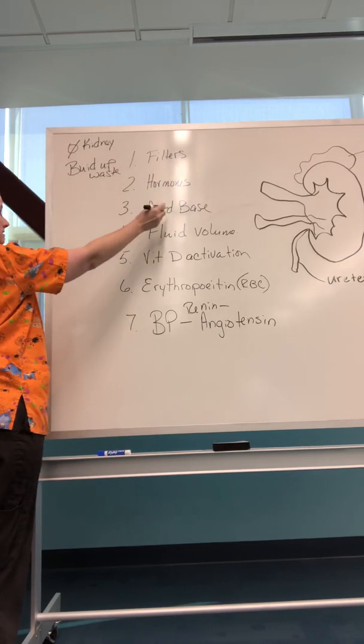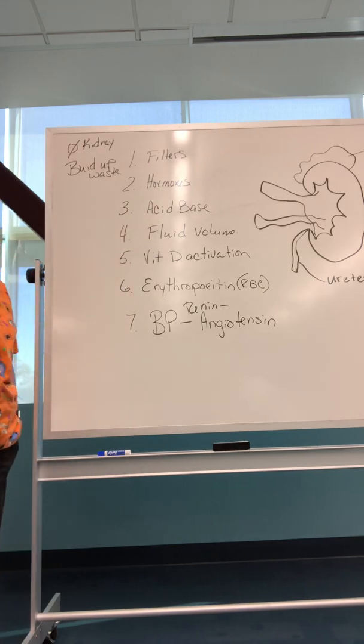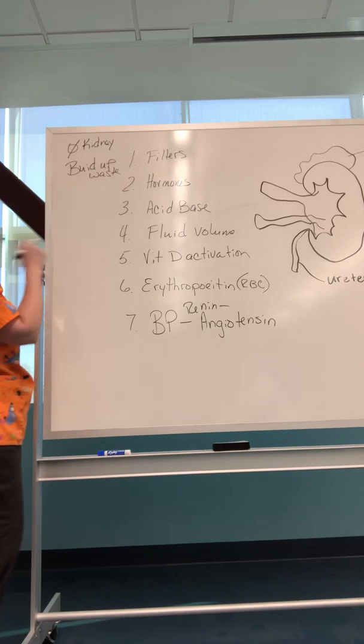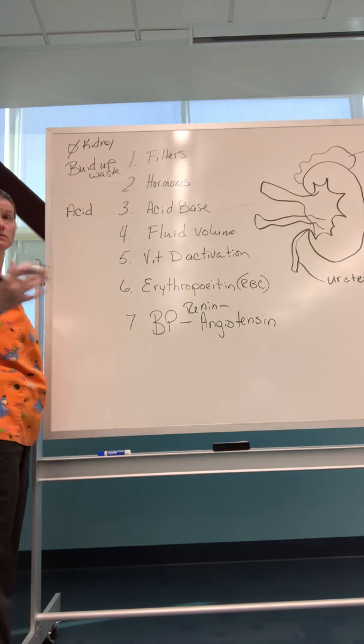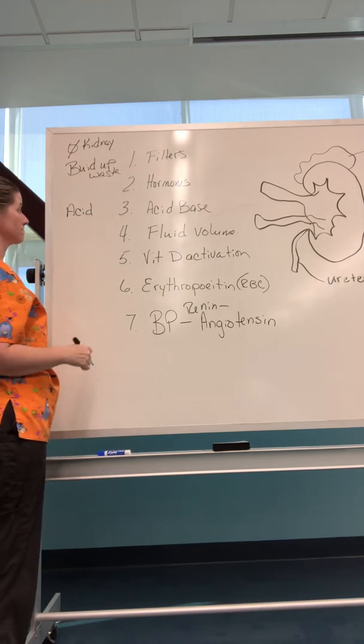Now what, how is the acid base going to be altered? Well, bicarbonate will be affected. So the kidney can't hold on to the bicarb, right, to buffer the acid. So we're most likely going to have some acid issues.